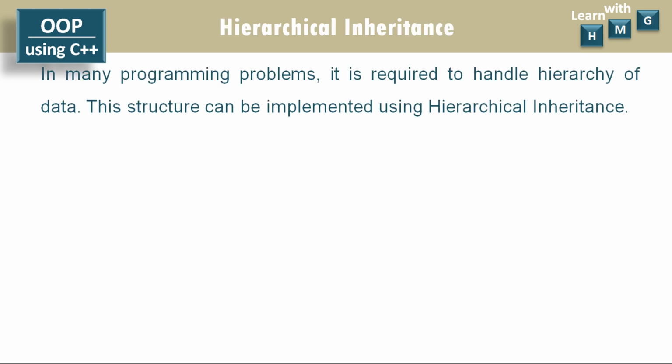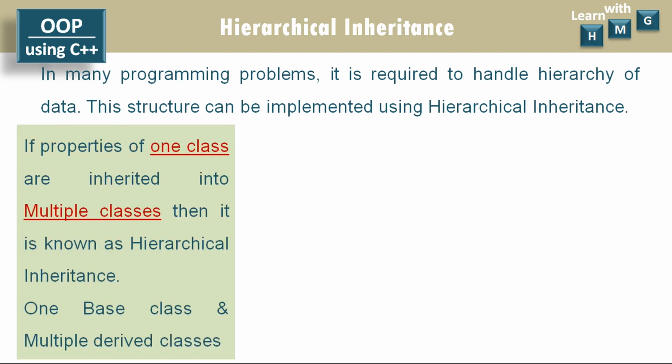In many programming problems it is required to handle hierarchy of data, so this structure can be implemented using hierarchical inheritance. So let us see what we mean by hierarchy of data. If the properties of one class are inherited into multiple classes, then it is known as hierarchical inheritance. That is, there is one base class and multiple derived classes. So from one base class, multiple classes are derived. In this way, the properties of one class are inherited into multiple classes.